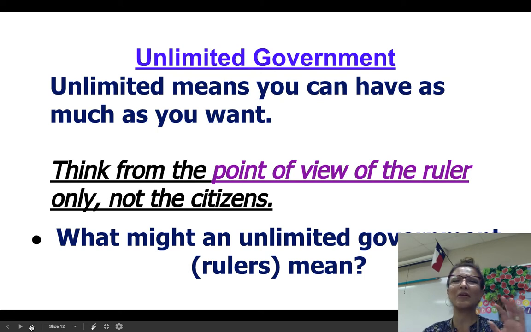You can play video games as much as you want because they didn't limit the time that you can play games. So unlimited government is the same way. They can do whatever they want, whenever they want. Okay? So think from the point of view of the ruler only, not the citizen. So it's all about the ruler only, never about the people.